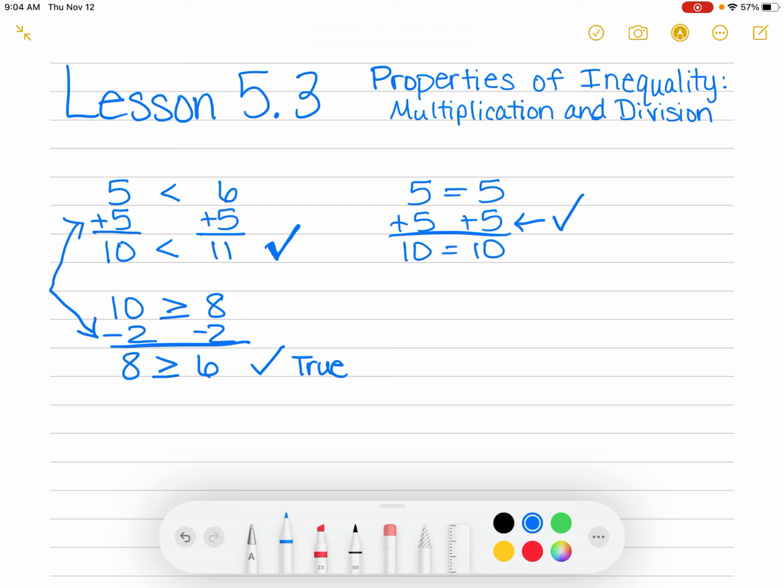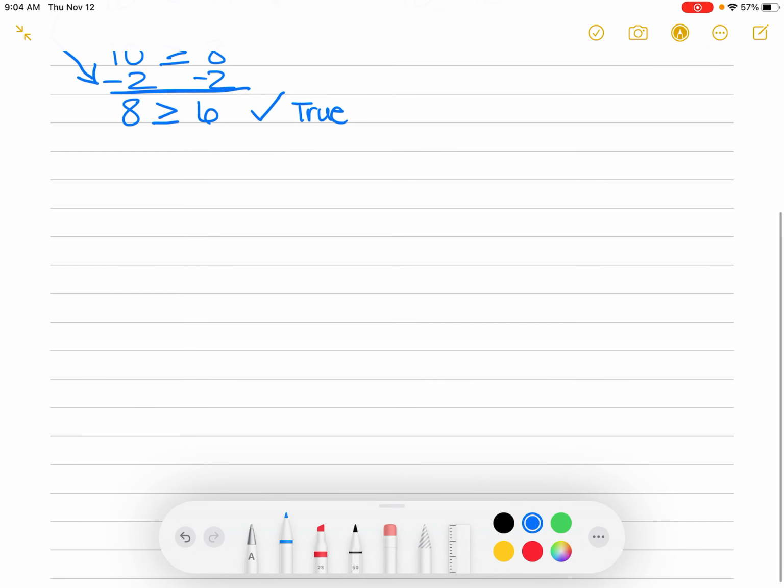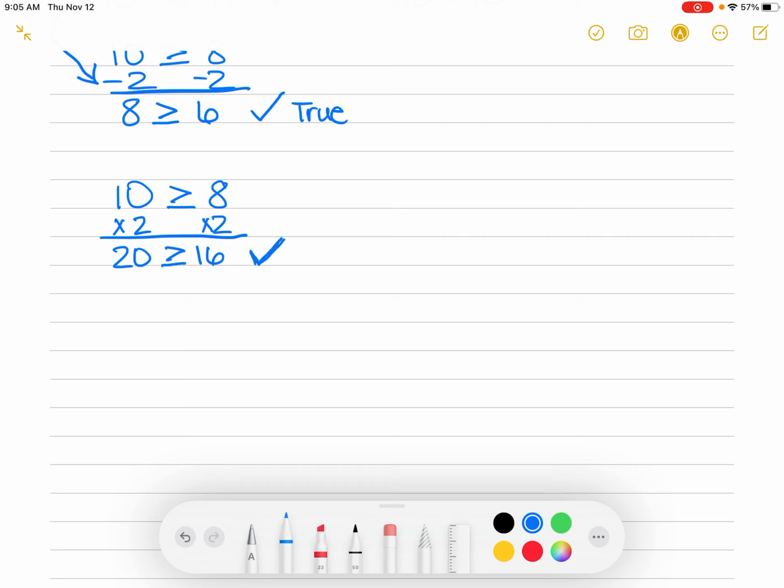In an inequality, remember we're talking about inequalities. Okay, let's move on to multiplication and division. If I had this same one, 10 is greater than or equal to 8, and I needed to multiply on both sides, let's say I multiply by 2 on both sides. I would get 20 is greater than or equal to 16. Okay, that's correct. So it makes it sound like I can multiply on both sides and it will stay correct. But let's do that same problem.